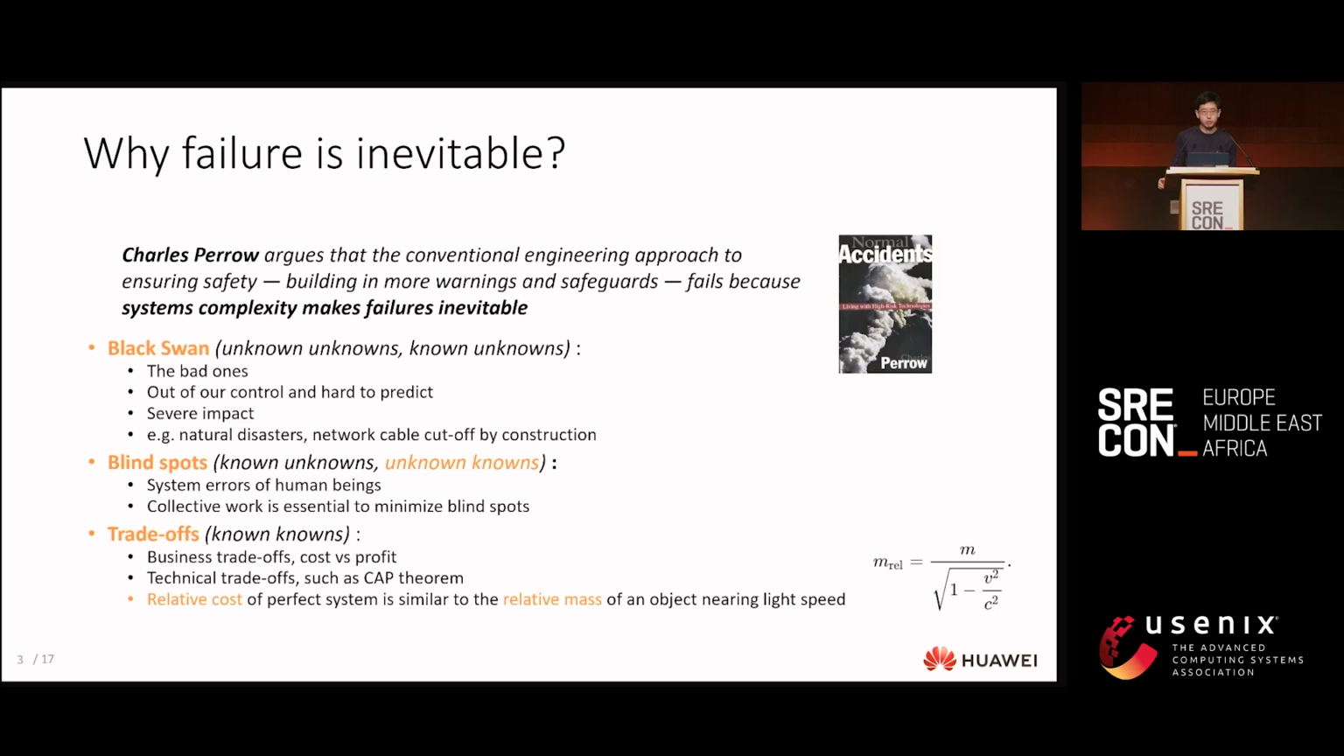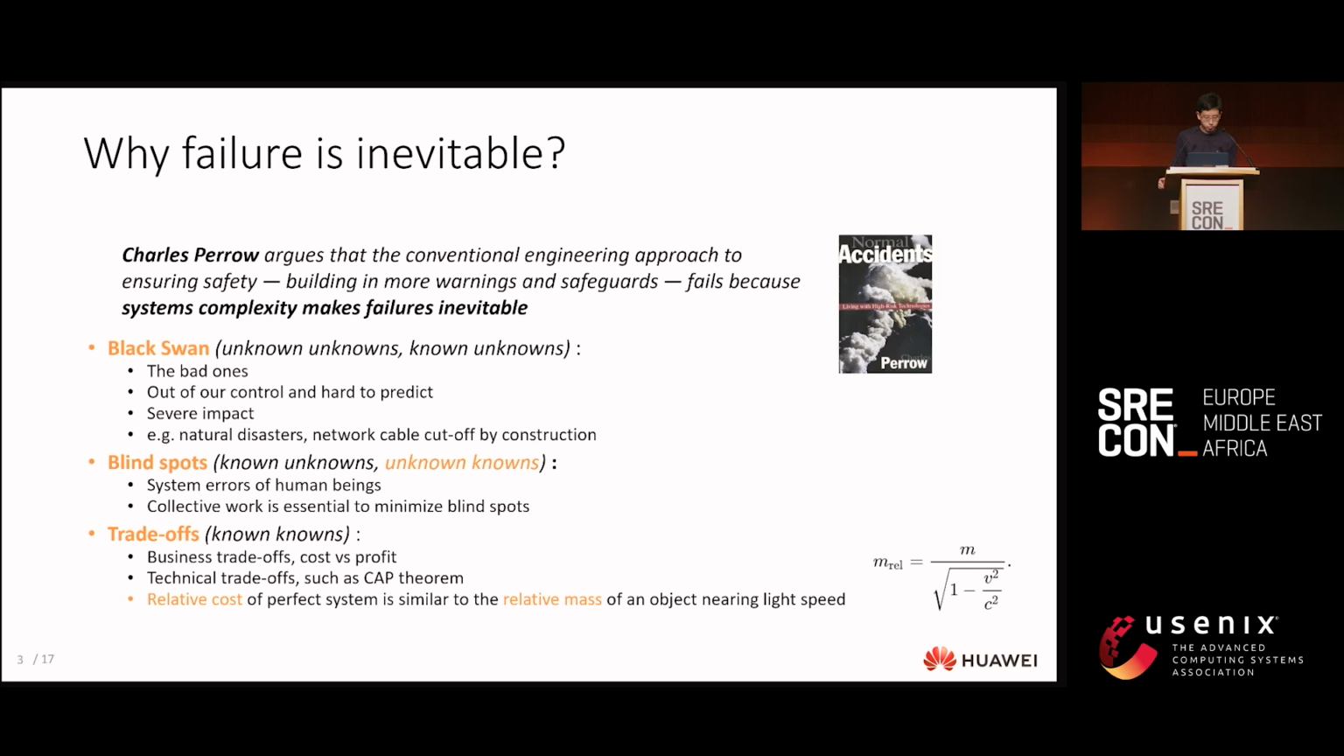The other one would be blind spots. It's kind of a system error of human beings. That's why we need collective work, teamwork, to minimize the blind spots, like code review and design review. The last one would be trade-offs. We are always making trade-offs in our software design, whether it's business purpose versus cost versus profit, or technical trade-offs such as the CAP theorem.